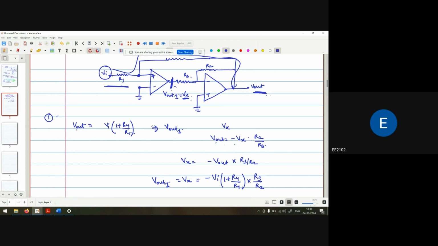So the Vx value is nothing but minus V out into R3 upon R2. Now V out we have already calculated in terms of Vi. So Vx is equal to minus Vi into 1 plus R4 upon R1 into R3 upon R2.